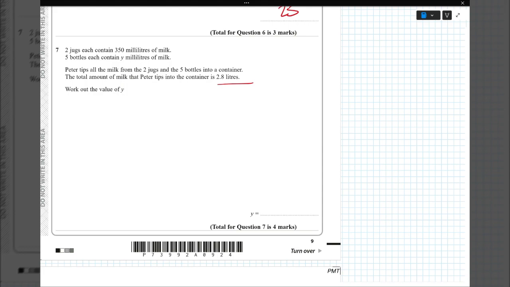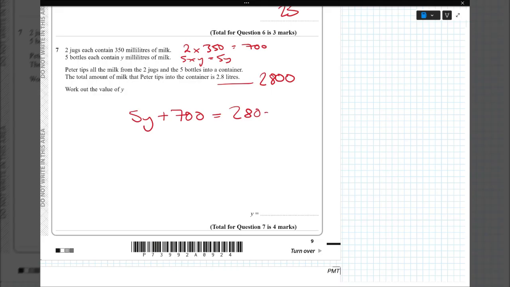So that's going to be 2,800 millilitres. That's really important to do to begin with. And then in the jugs, 2 times by 350 is 700. So we can set up an equation because 5 times by y will be 5y. So 5y plus 700 is equal to 2,800. I'm happy with that. That makes a lot of sense.